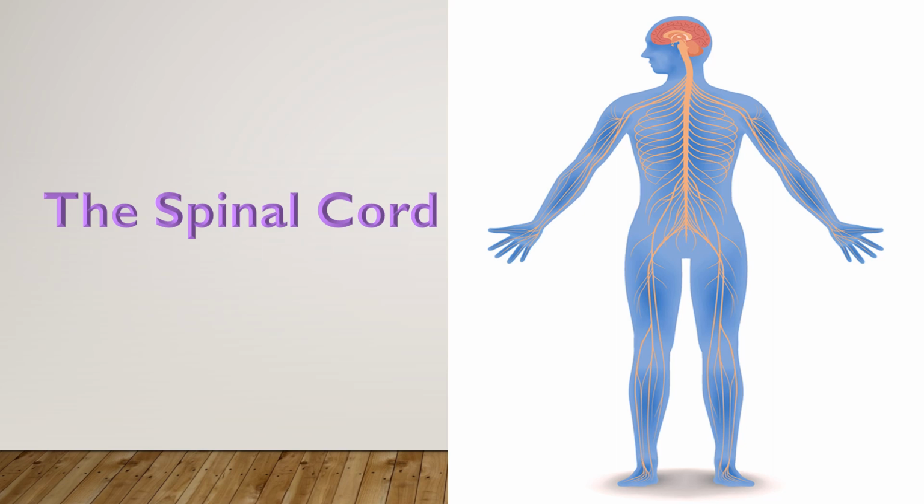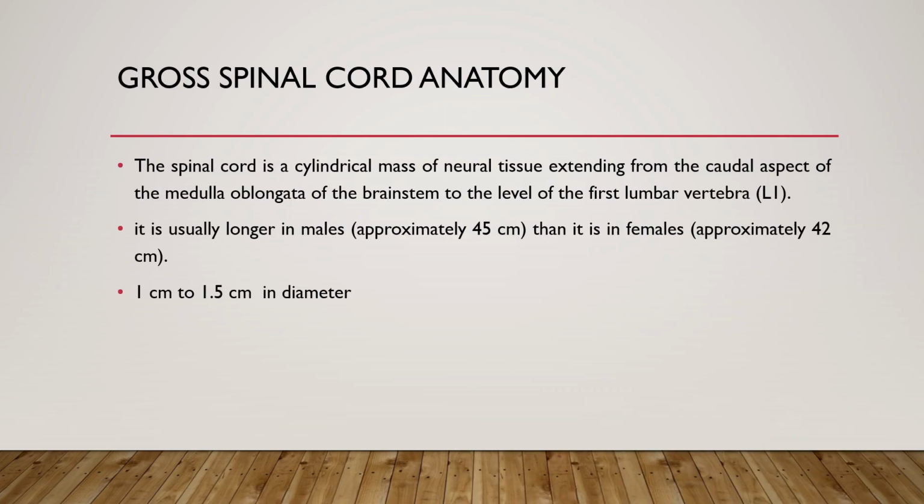This video will tell you about the anatomy of the spinal cord. First, about gross anatomy. The spinal cord is a cylindrical mass of neural tissue. It extends from the caudal aspect of the medulla oblongata of the brainstem to the level of the first lumbar vertebra, that is L1.